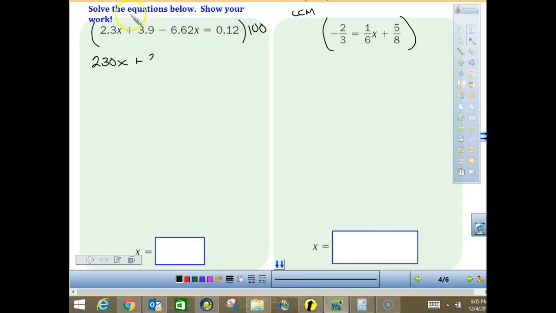Okay, so we're going to multiply by 100. All right, we're going to multiply every single thing here by 100. So I now have, instead of 3.9, I'd have 390. Next one, Cole, keep going. We're multiplying by 100, right?